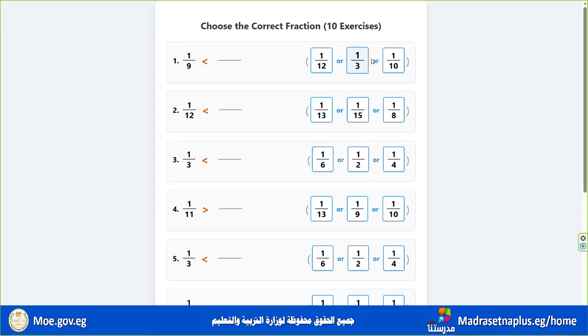1/12, 1/3, or 1/10? 1/9, not 9. 1/9 is smaller than 1/3. Don't make mistakes by choosing 10 or 12. 1/9 is smaller than 1/3. Next, 1/12 is smaller than 1/8. Not 1/13, not 1/15, yes, 1/8.